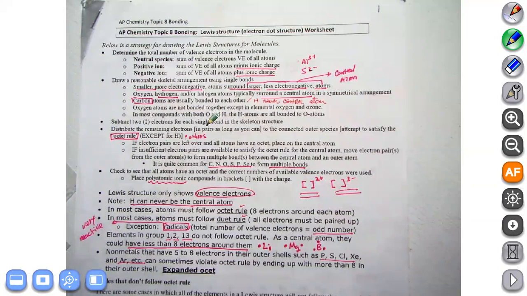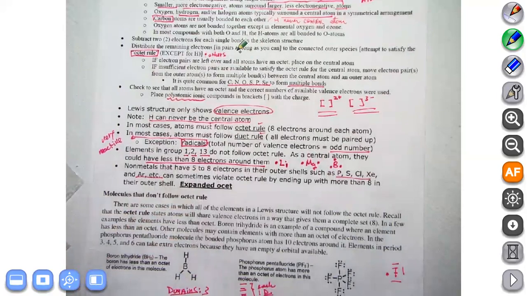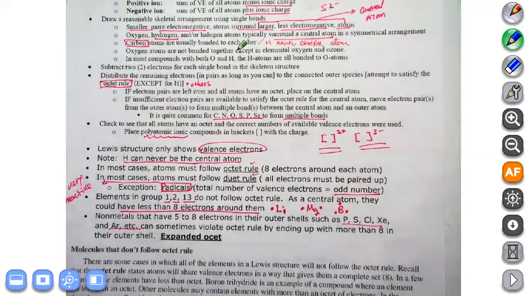How do you do Lewis structure, aka electron dot structure? Nowadays, sometimes they're called the Lewis dot structure. They all mean the same thing. So let me start from the beginning, in the middle. So here, when you do Lewis structure, you only work with the valence electrons.